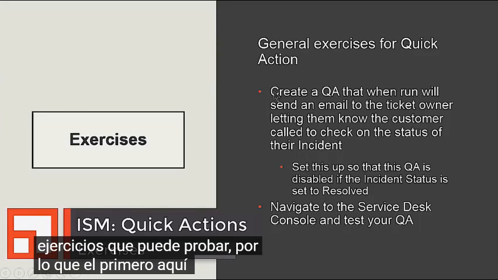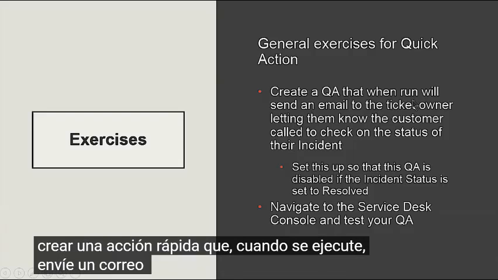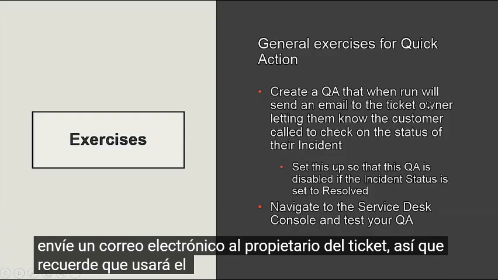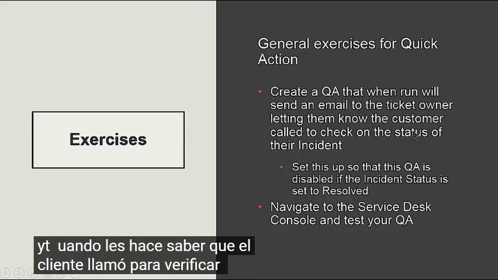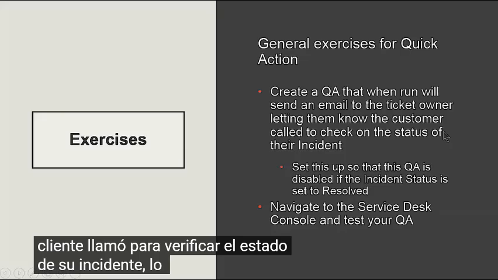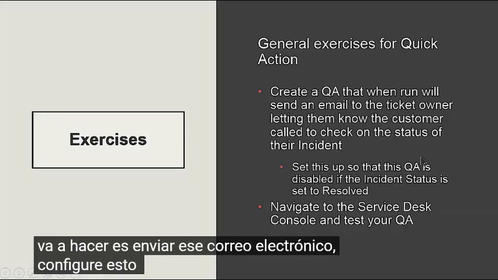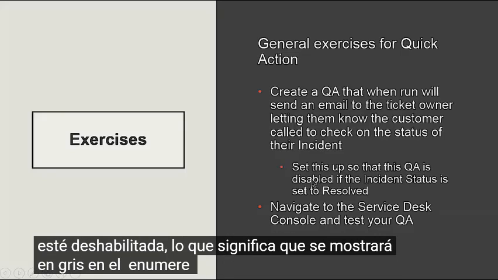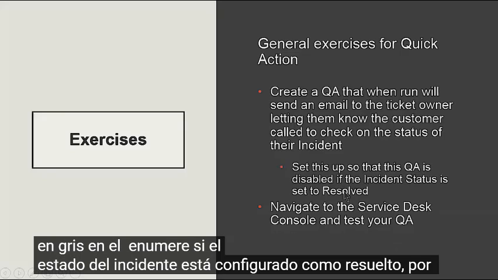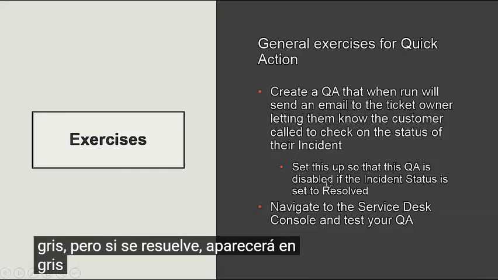So the first one here is to create a quick action that when run will send an email to the ticket owner. So remember, you're going to use the owner field. And then letting them know that the customer called to check on the status of their incident. So what it's going to do is send that email out. Set this up so that the quick action is disabled, meaning it's going to show as grayed out on the list if the incident status is set to resolved. So any other status, it's not going to be grayed out, but if it's resolved, it will be grayed out.